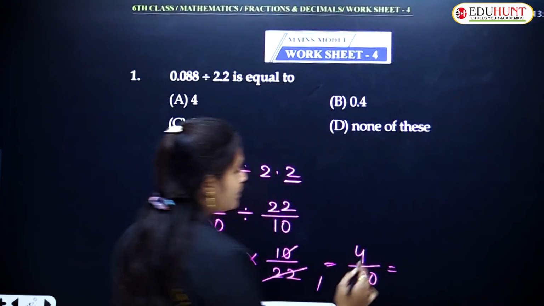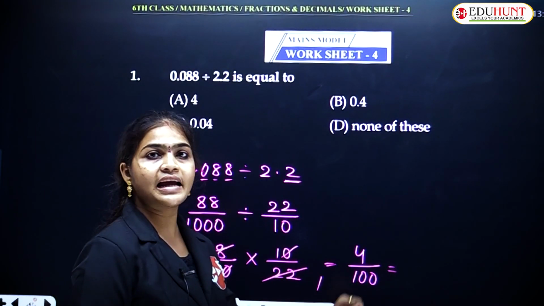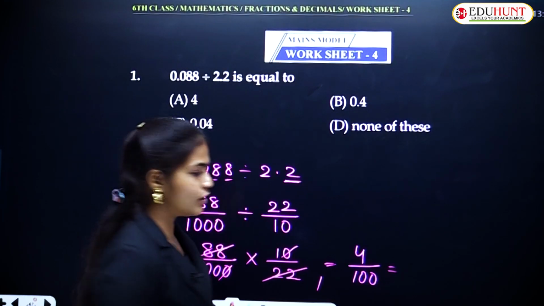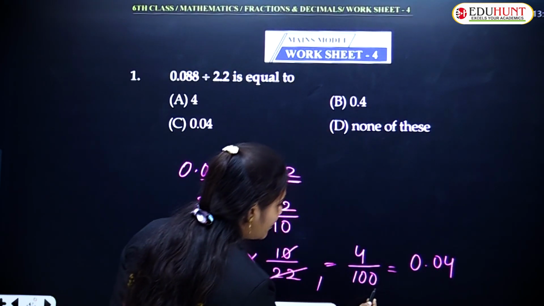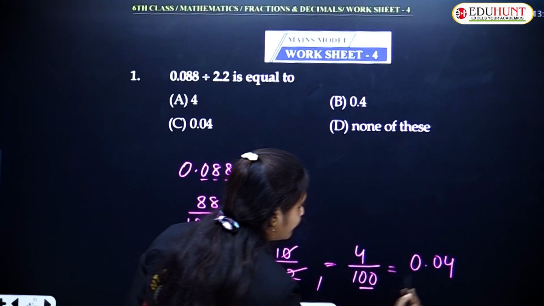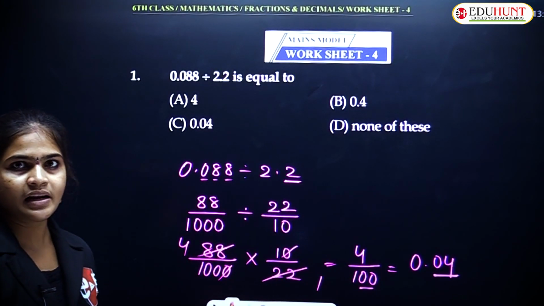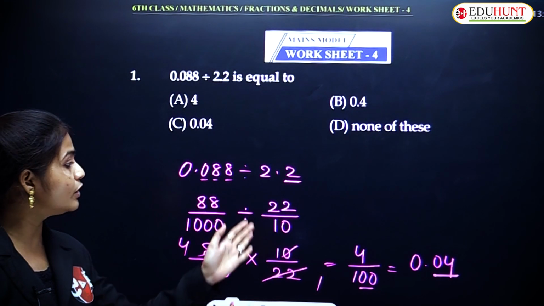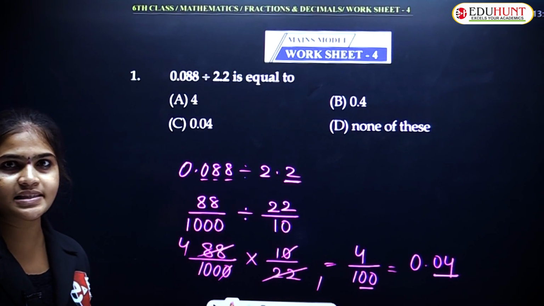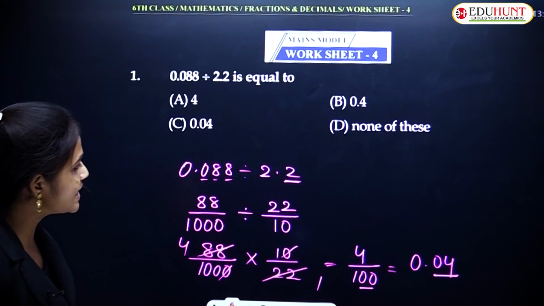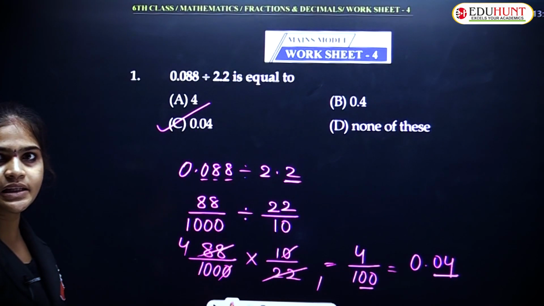So 4 by 100 is again in fraction form, right? In that fraction form, the denominator is a power of 10. That's why we can write this as 0.04. Why? Because there are 2 zeros, so 2 places from the right, 2 digits before, we have to keep the decimal point. Understand? So finally what is the answer here? 0.04. Am I clear to you?